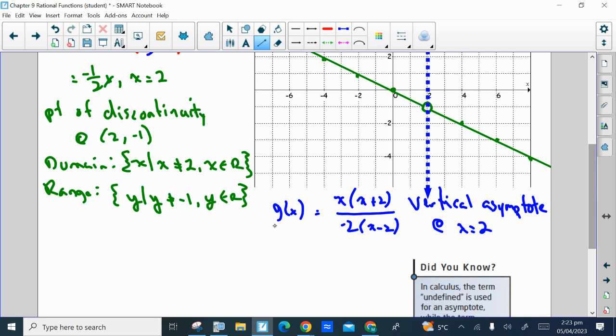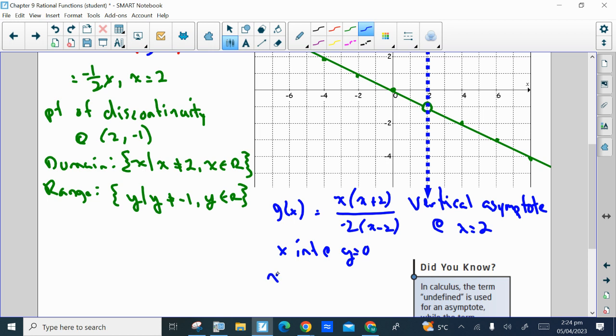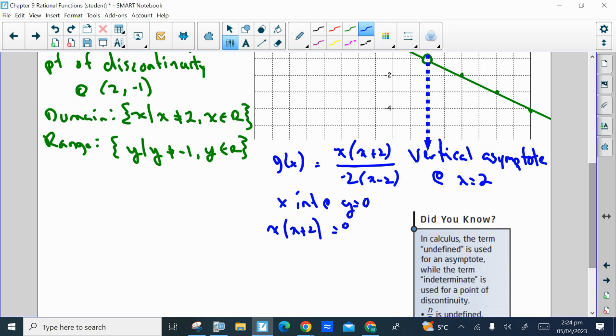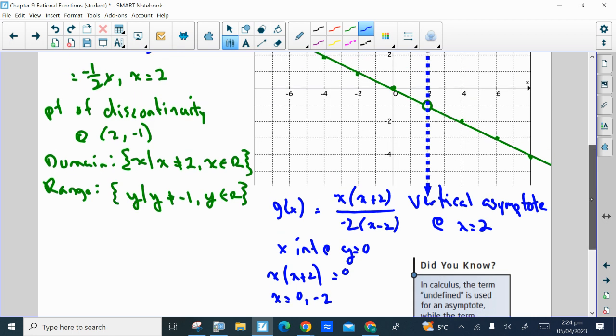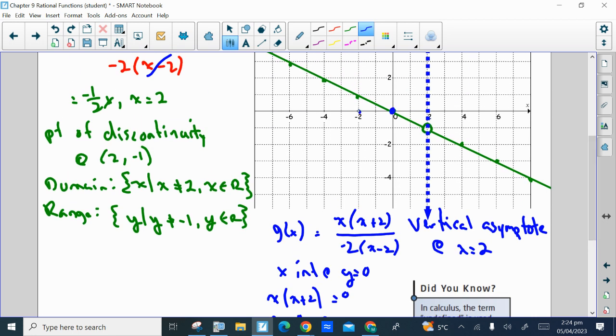The x-intercepts of this graph will be where y equals 0, and a rational function equals 0 when the top equals 0. The factors of the top are x and x plus 2, which gives us zeros of 0 and negative 2. So 0 and negative 2 are the two x-intercepts of this graph. And the y-intercept will be the same as the x-intercept, right? Because the graph goes through x equals 0, that means y equals 0 there as well.